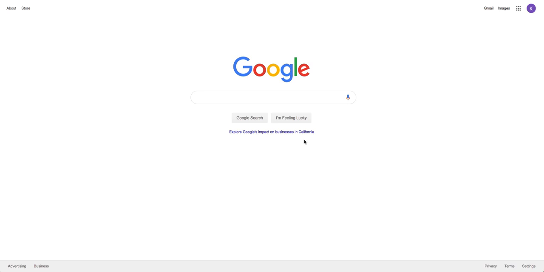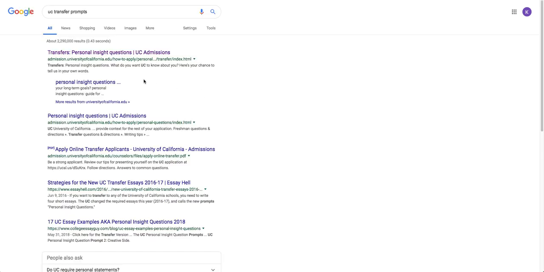And I think I took a look at it yesterday just to see if it changed or not since when I applied. And the prompt did change, but the concept is still the same. And I'll show you guys how to find it. So basically, you go to google.com and you type in UC transfer prompts. And then right here, transfer.